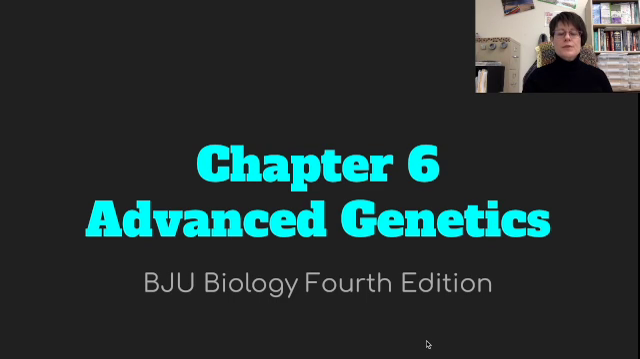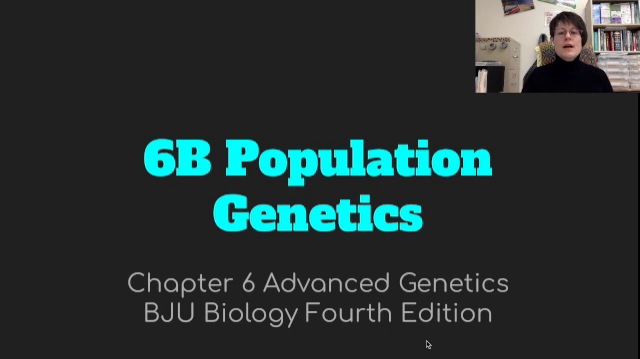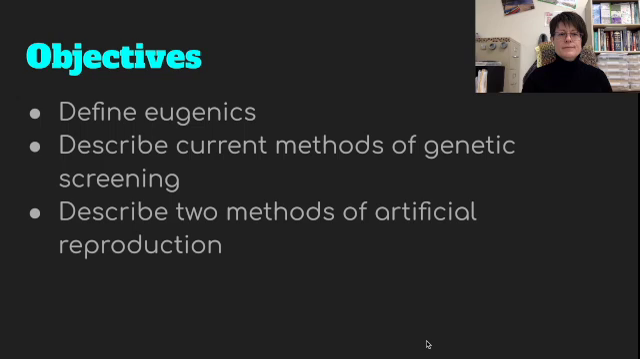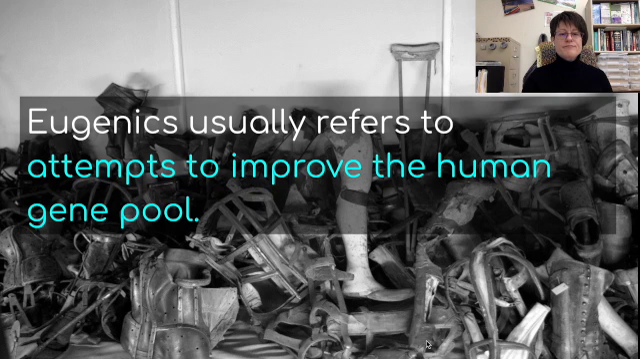I am back with the last video for Chapter 6 on Advanced Genetics from BJU Biology's 4th edition. Our topic today is Section 6B, Population Genetics, and it's subsection 6.5 on eugenics. Our objectives are to define eugenics, describe current methods of genetic screening, and describe two methods of artificial reproduction.